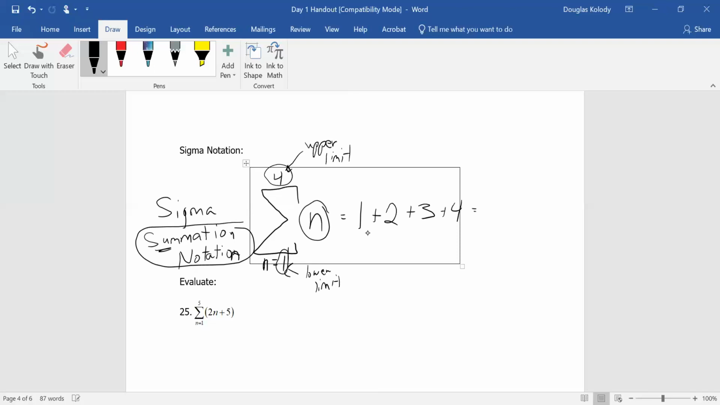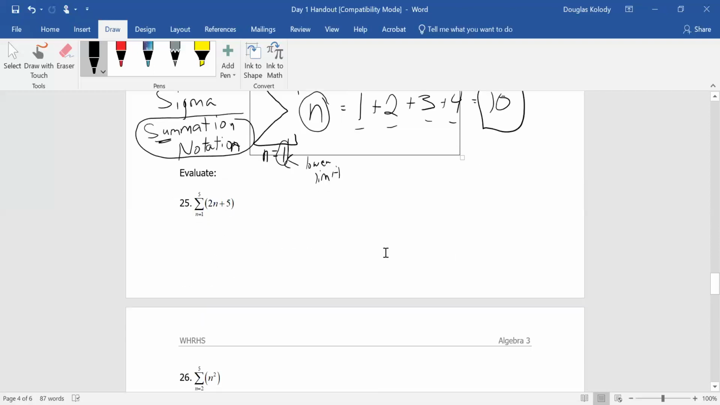But here's the thing. The answer is the sum of all these numbers. 3 plus 4 is 7, 7 plus 2 is 9, 9 plus 1 is 10. My final answer is 10. This shorthand sigma notation is just a shorthand way of writing a potentially long sum. Now from 1 to 4, not a long sum, but what if I went from 1 up to 100? This is a much shorter way of writing this long sum from 1 to 100.